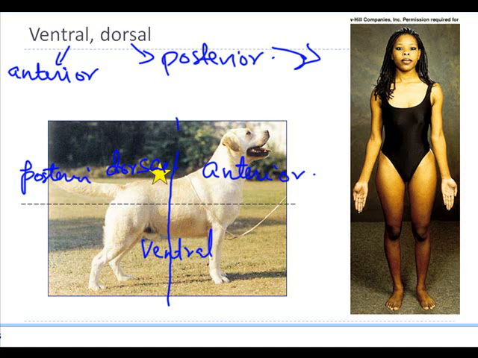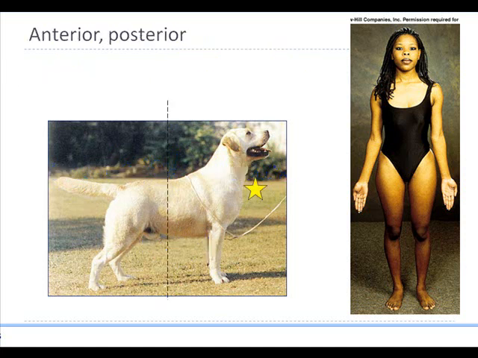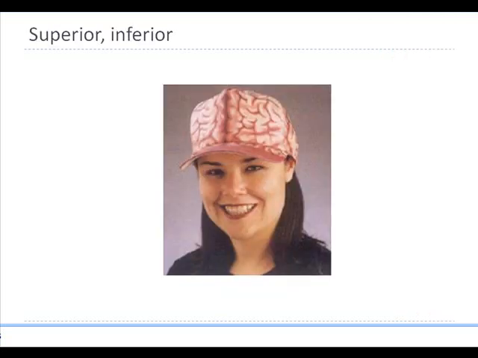So, for example, the next slide is talking about anterior and posterior, and you can see why, because the anterior for the dog would be the face region, and the posterior would be the back region or the tail region. But in humans, the anterior is also the ventral side of the person, and the dorsal is the posterior side of the person. Another term we want to look at is superior and inferior, and this is often used to express the location of a part.